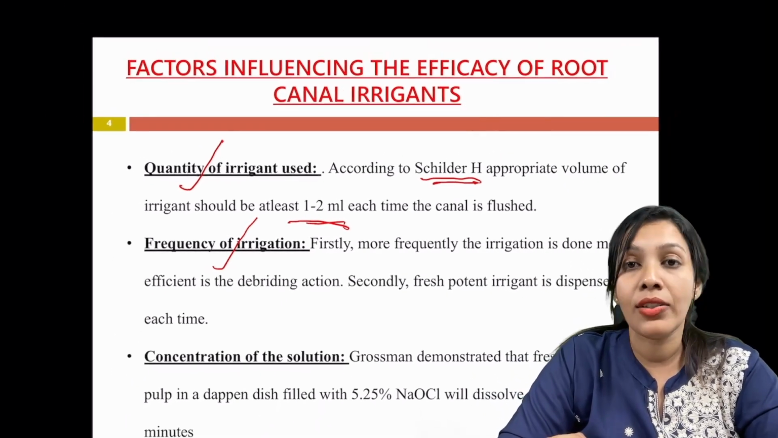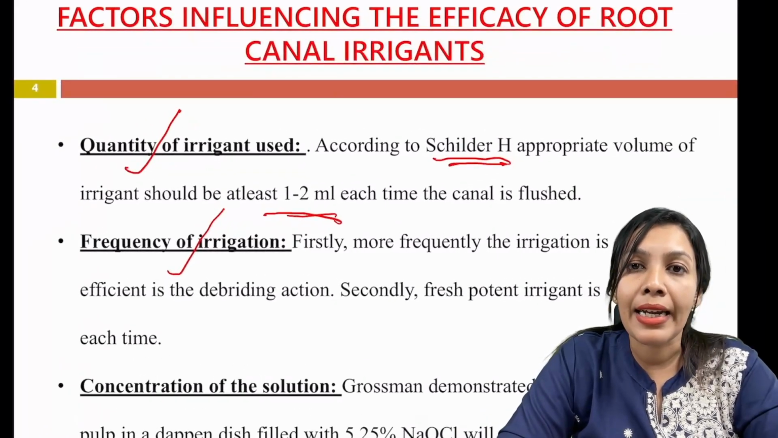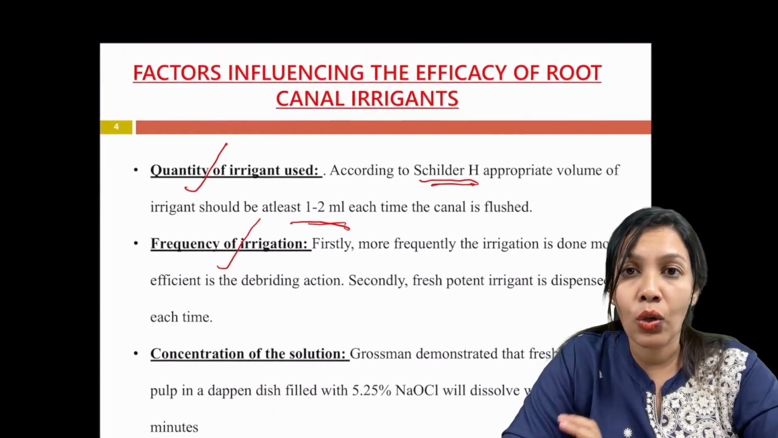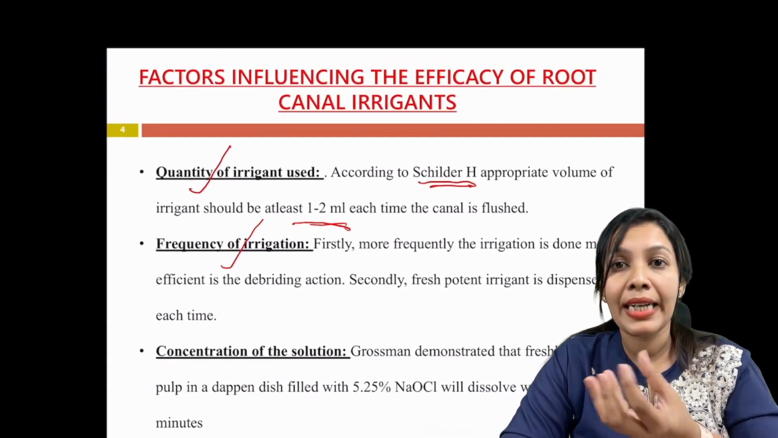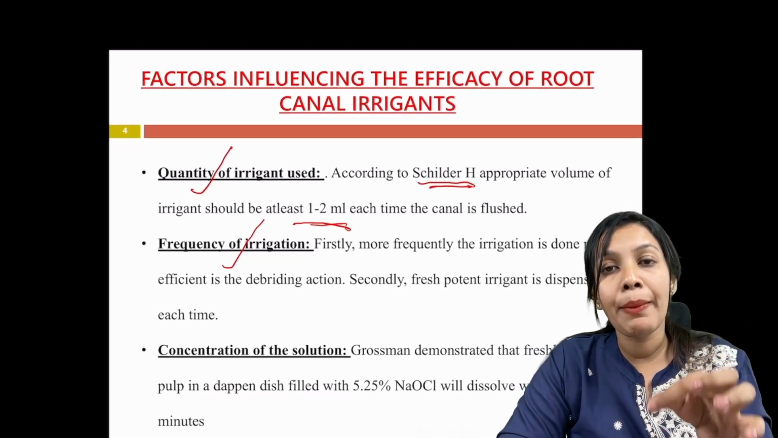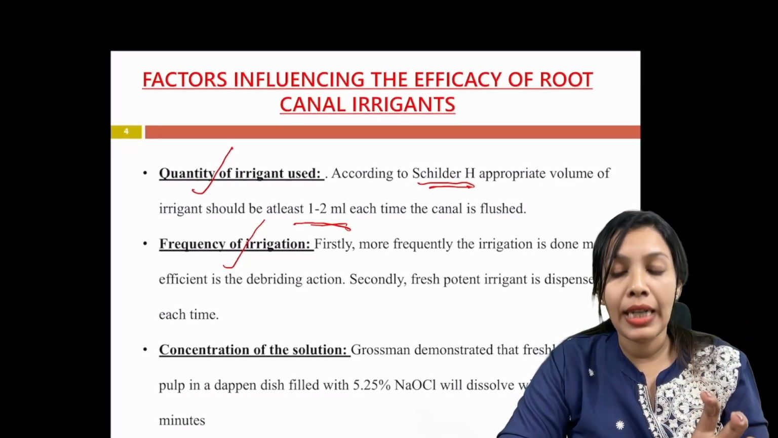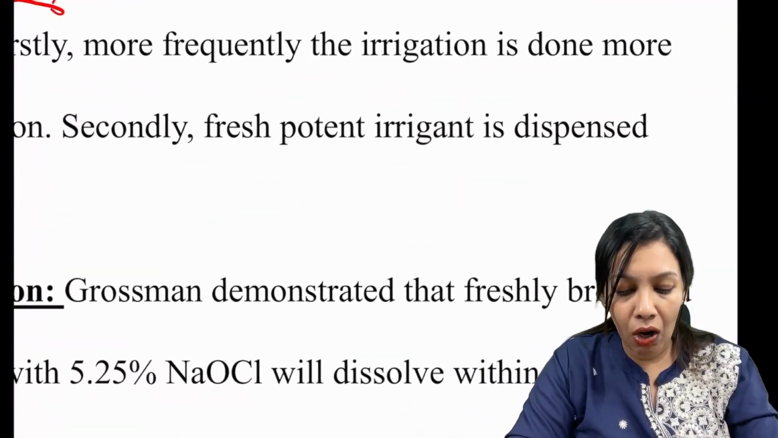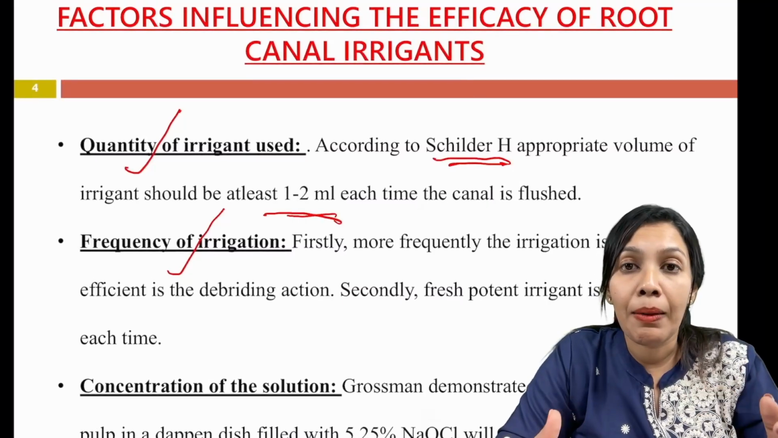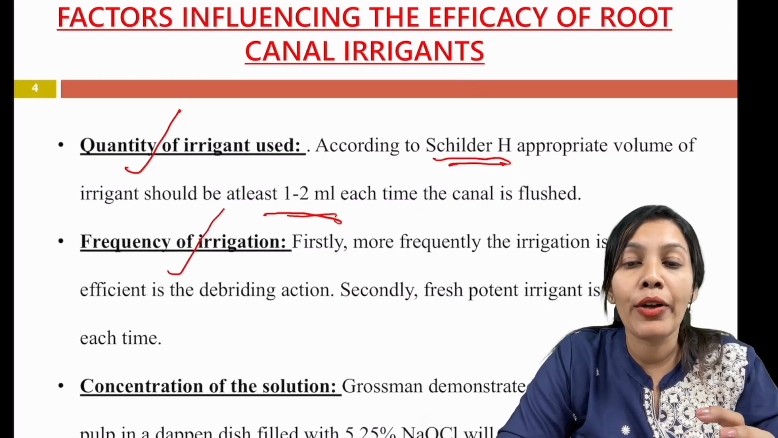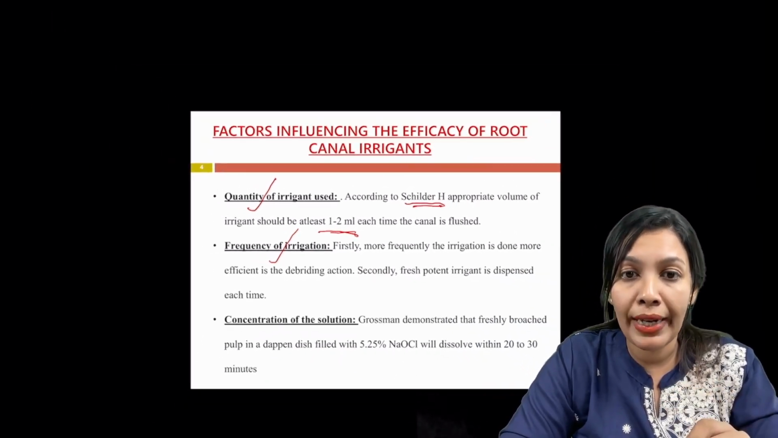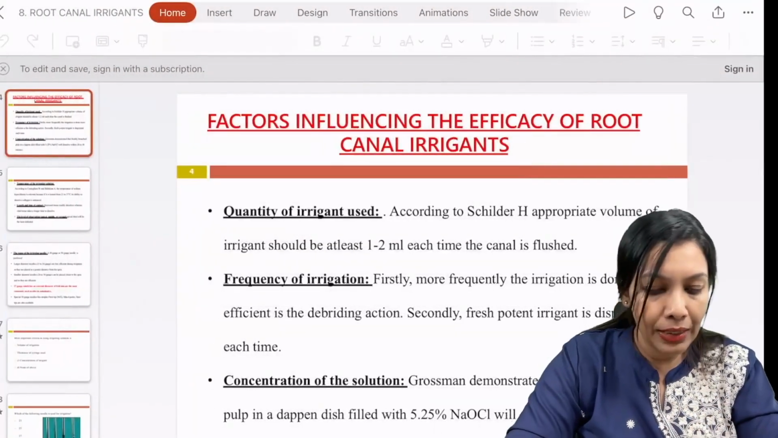Third is the concentration. Grossman did a study where he used 5.25% sodium hypochlorite in a dampened dish, and he put the pulp inside that, and he found that it took about 20 to 30 minutes for the complete dissolving of the pulp within that 5.25% sodium hypochlorite, that is 20 to 30 minutes, right?